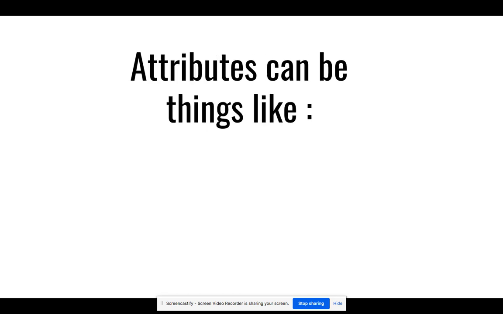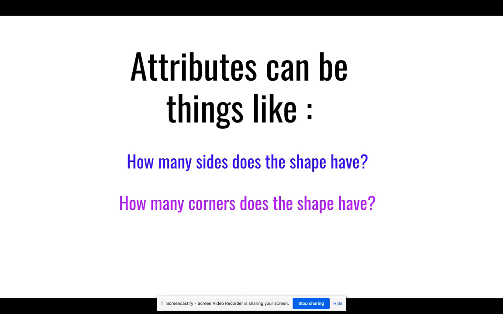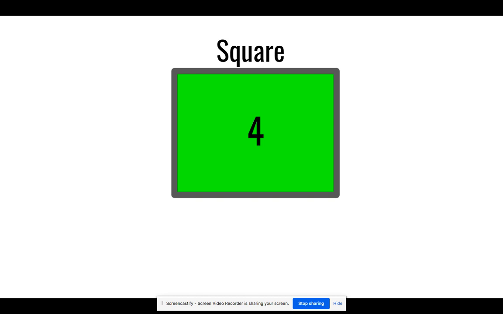Attributes can be things like how many sides does the shape have? How many corners does the shape have? And are the sides the same length or different? All of these things that we've already been doing when we look at shapes, but now we know there's a word for it. We are determining the shape by its attributes.